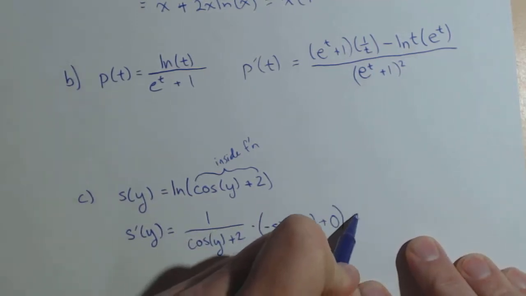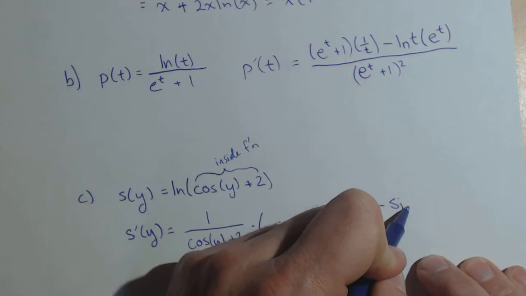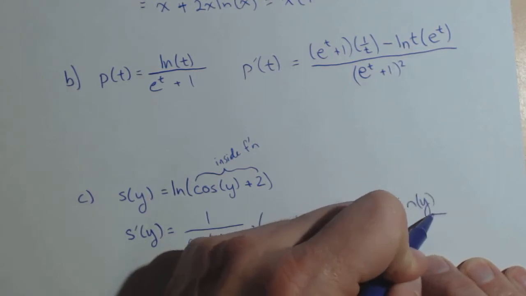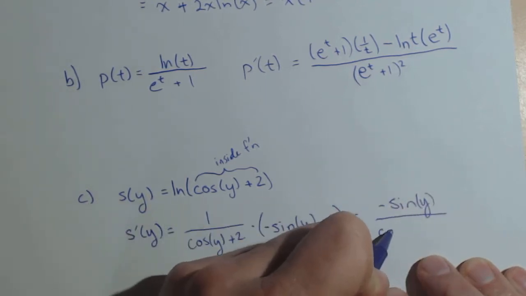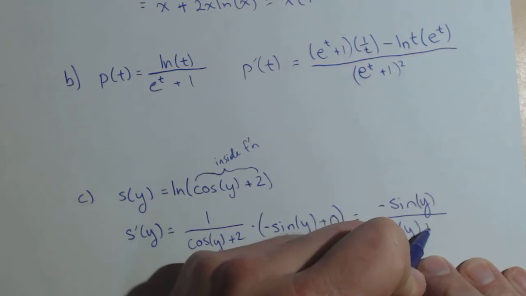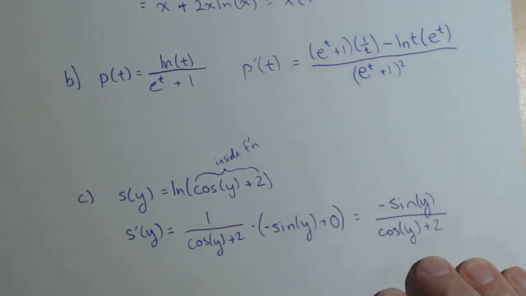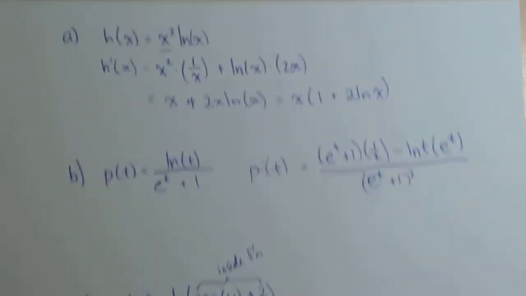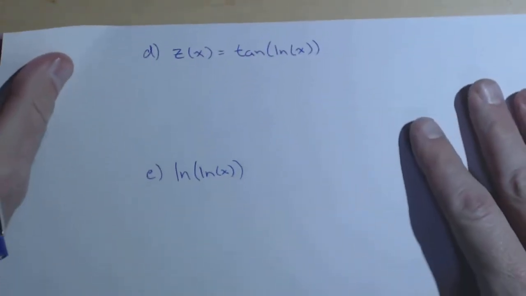And we might go ahead and write that on top. So we have negative sine of y over cosine of y plus 2. And there's our derivative. Let's do a couple more that I have written here on the other side.